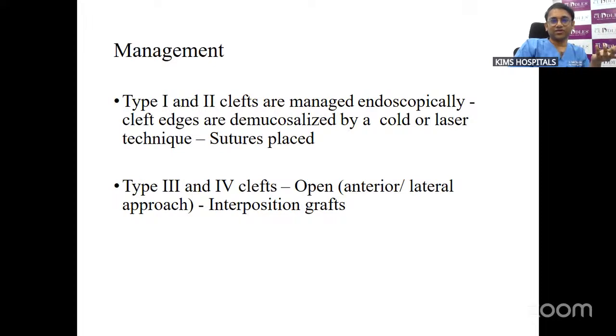Type 1 cases are managed endoscopically, where the cleft edges are denuded by cold or laser techniques and sutures are placed. Type 2 and above require open surgeries where interposition grafts are needed.